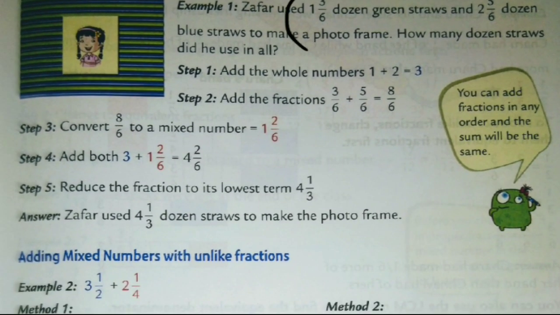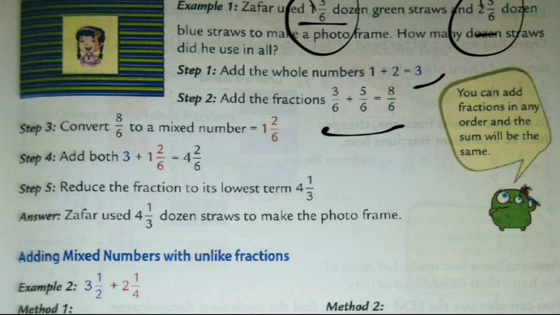See, 1 3 by 6 and 2 5 by 6. They are having the same denominator, so it is easy to solve. First we will add the whole numbers: 1 plus 2 is 3. Then we will add the fractions: 3 by 6 plus 5 by 6, so 3 and 5 is 8 by 6.